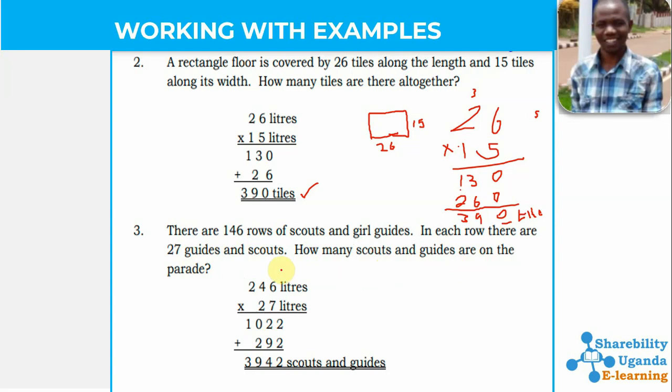Okay, so here they are telling us there are 146 rows of Scouts and Girl Guides. Then they are saying each row is having 27 guides and Scouts. So how many Scouts and guides are there on the parade? So what we have to do is to get our answer.